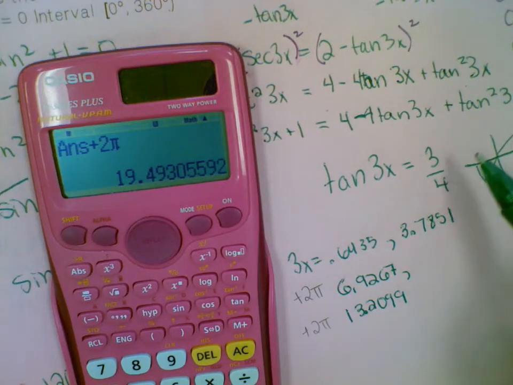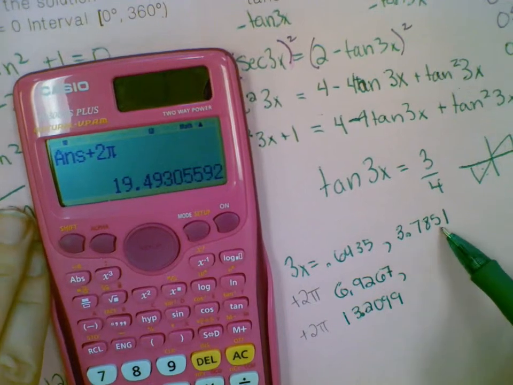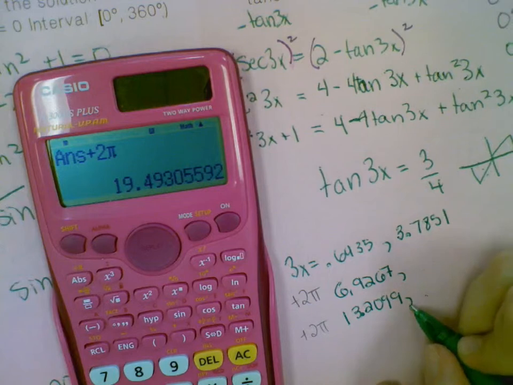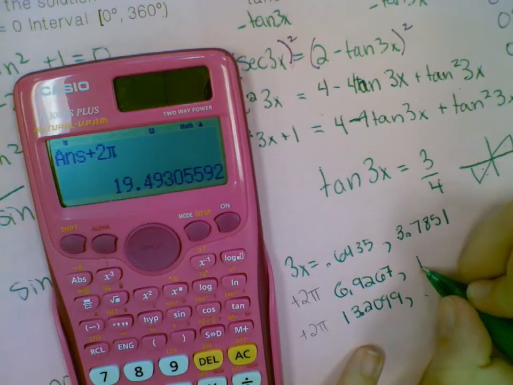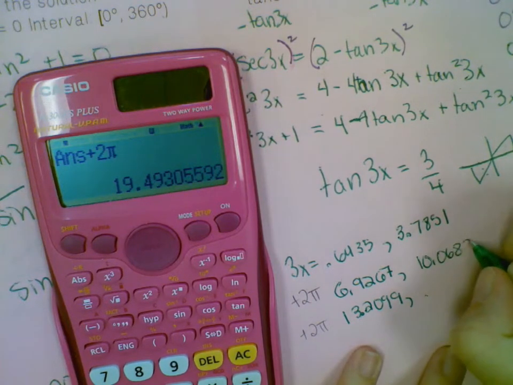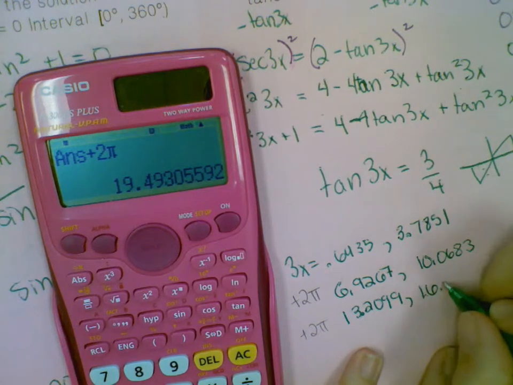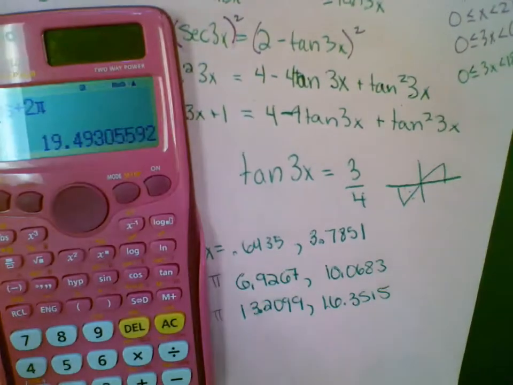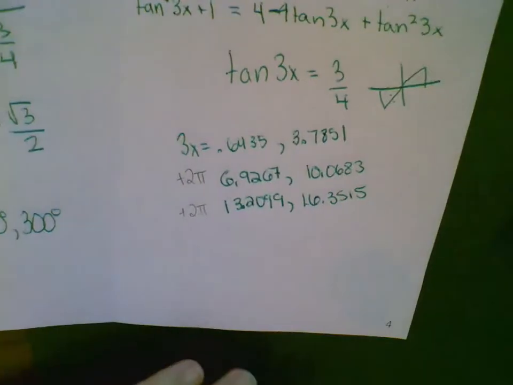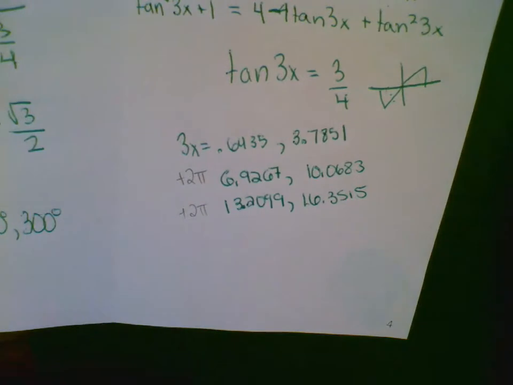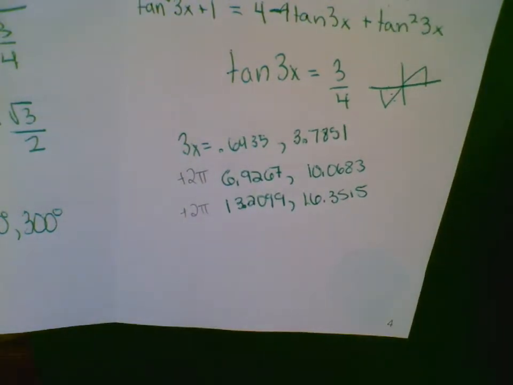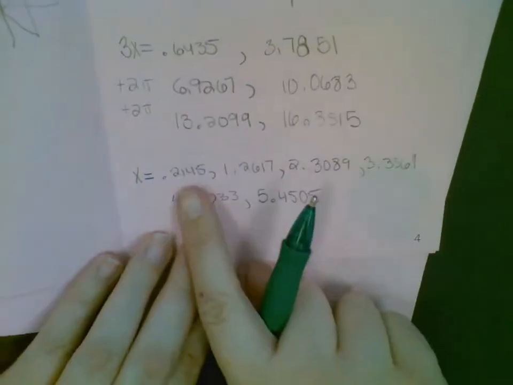Okay, so now we'll do the same thing over here. So take this one, add 2 pi, and then add 2 pi to that. So with those, we have 10.0683 and 16.3515. So those are going to be our 6 answers, but those are our answers for 3x, and we need to find just x. So now we're going to take all of those numbers and divide them by 3. Once you divide by 3, you get these 6 answers.